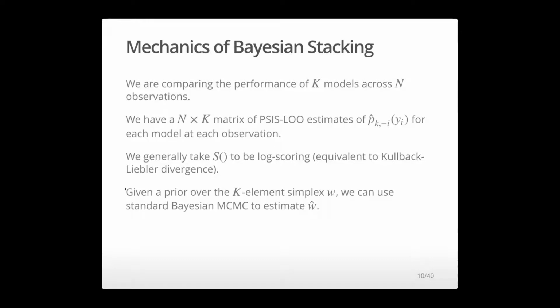And then the last nice point here is basically, so now we've got a simplex W over k possible models, and we can use Bayesian MCMC, the same techniques that we use to estimate our individual component models, in order to estimate the best weights that'll do the best in practice.